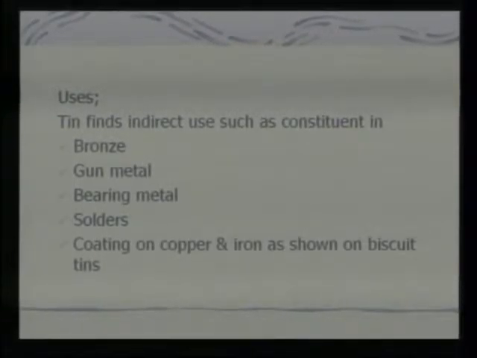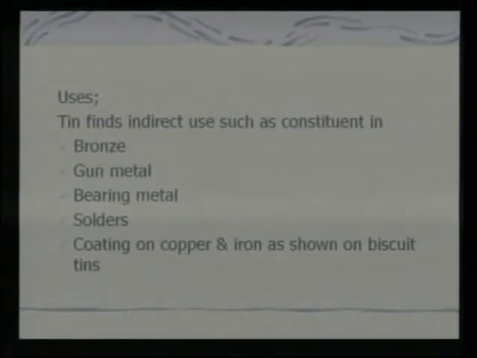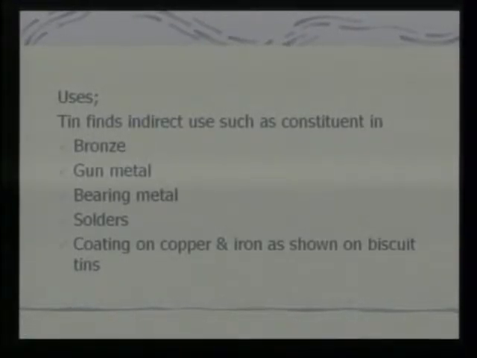Tin finds indirect use, such as a constituent in bronze, that is, copper and tin form bronze. Gun metal, of course, is also one type of bronze. Bearing metal, solders, that is, the soldering elements used for soldering. Coating on copper and iron, as shown on biscuit tins, is a good corrosion resistant coating.